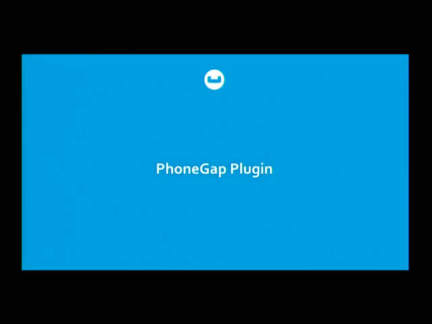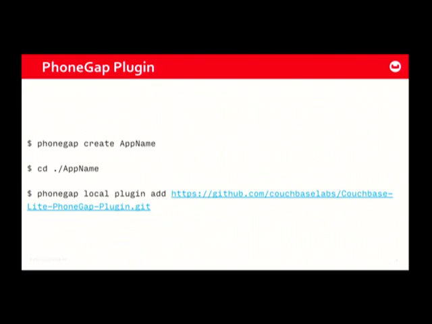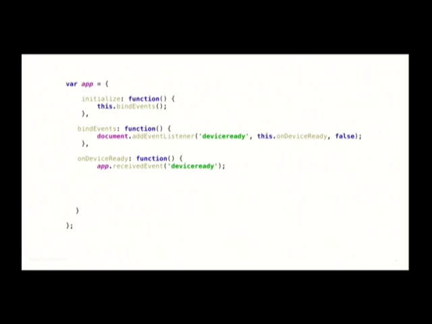So if you're developing PhoneGap apps, we have the PhoneGap plugin. And to get started, you can create your app and add the plugin that's on GitHub. So you would add it in your PhoneGap application. And then the lifecycle of your PhoneGap app will call the on-device ready method when it starts. And that's your chance to get the URL of the listener that's embedded in the application.